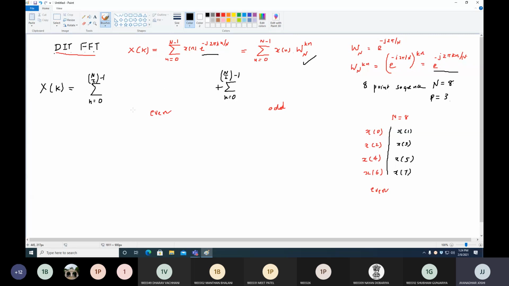Just think about it. It's a universal thing. Even if you have N equal to 16, you will divide it equally into 8 and 8. That's why 16 divided by 2 is how much? 8. 8 minus 1 is 7. And in 0 to 7, you have a total of 8 samples. So this is valid for any N point sequence.